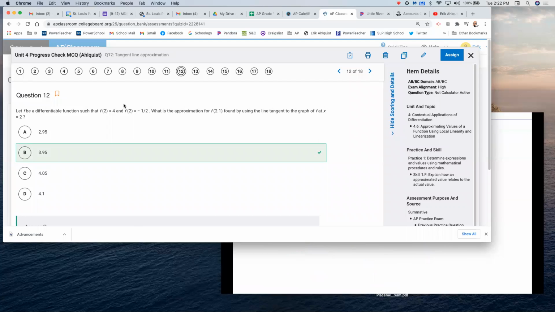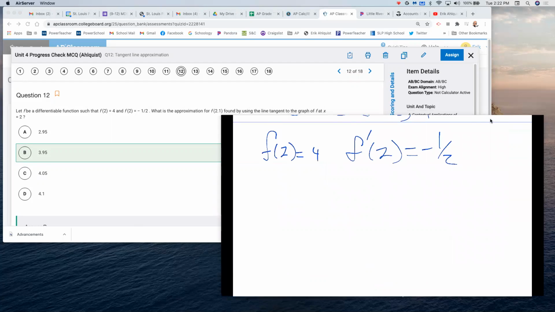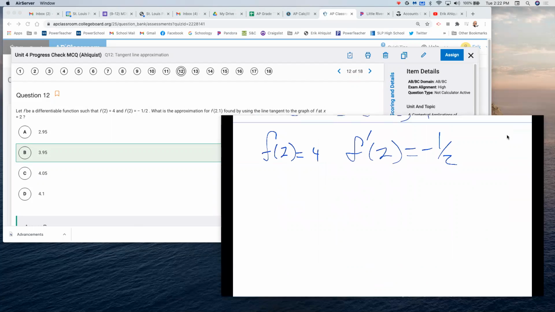I think that on this problem, they're probably working it where f of 2 is equal to 4 and f prime of 2 is equal to -1/2. So then use the tangent line for f of 1.2. That would be my guess. I know that's hard to read. I mean, I can't help you with that.